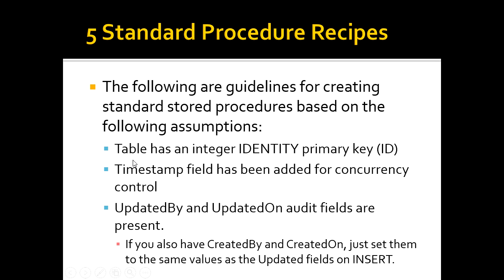Okay, so we have some assumptions to apply these recipes. Our assumption is that the table has an integer identity. That's how I've written up these example recipes. We're going to assume there's an integer identity primary key. Bada bing, bada boom. We have a timestamp field just for these examples, right? If you don't, then you just leave it out. Okay, but to follow the recipe, we're assuming you do. And I'm going to assume that for now you actually have updated by and updated on audit fields as well. Again, if you don't, then you just leave that portion out of the recipe, right? If you have created on and created by, then we'll deal with that as well.